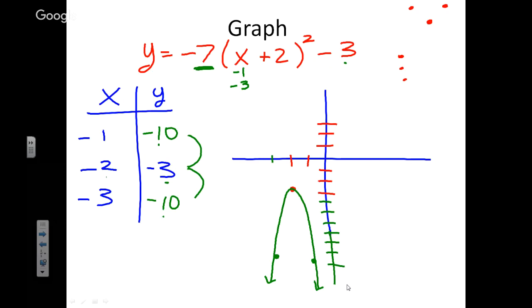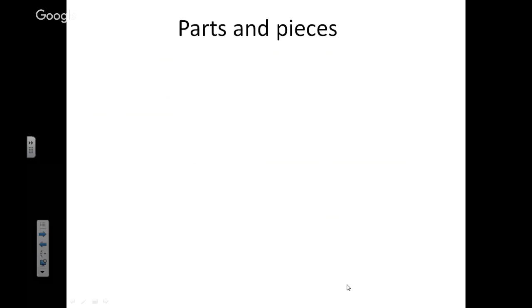We had some questions in our packet where it said graph, and it looked a lot like this, and that's what we're looking for, is that vertex is our starting point. Our vertex tells us a lot of information. Our vertex is always either a max or a min. It's important. Parts and pieces. What the heck does that mean?